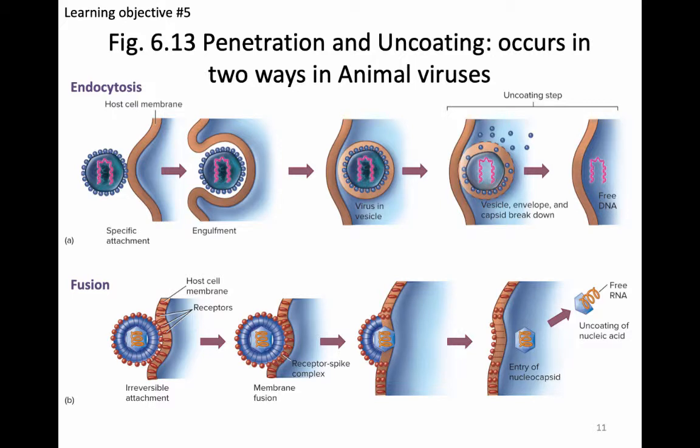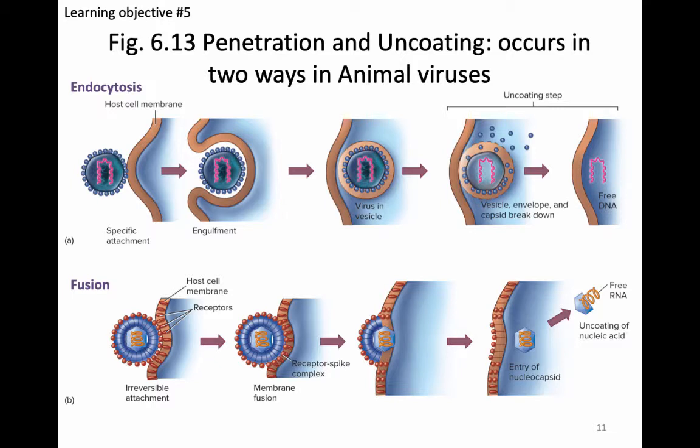The next step in the multiplication cycle of animal viruses is the penetration step, where the virus gets into the interior of the host cell. In figure 6.13, we see in part A one way of penetrating by viruses. The virus penetrates the host cell in part A by endocytosis, where the contents and the entire virus are brought into the host cell in a vesicle. Then the vesicle is broken down. The capsid and perhaps the envelope are also broken down, and then the nucleic acid will be free inside the host cell at the end of the uncoating step.